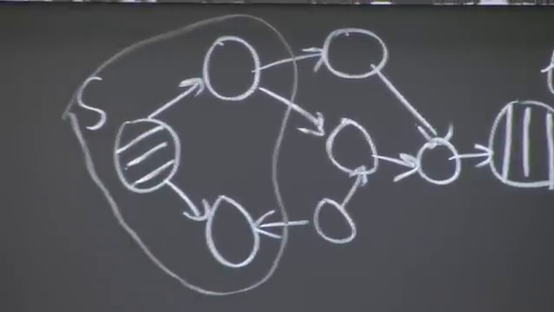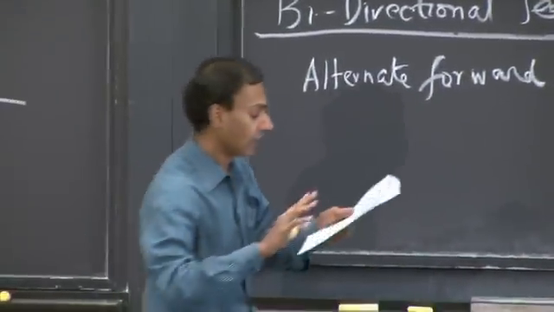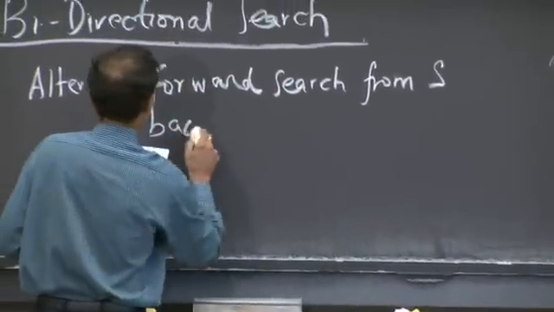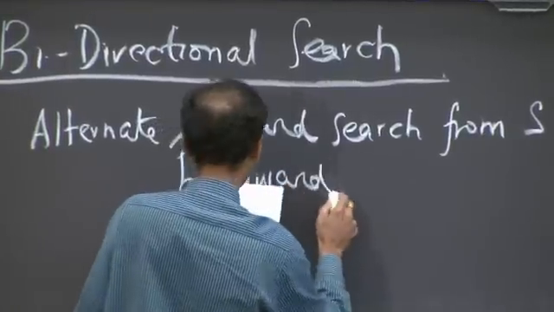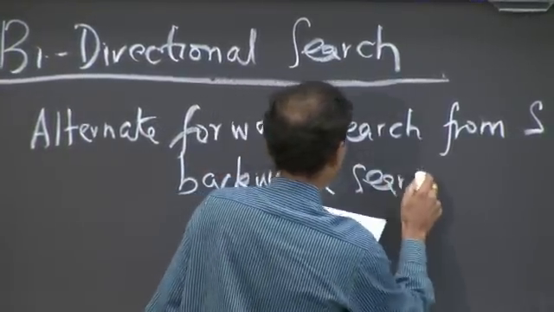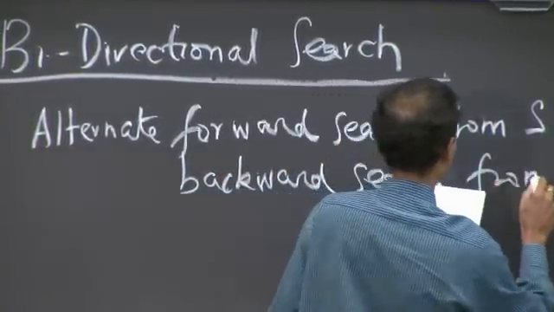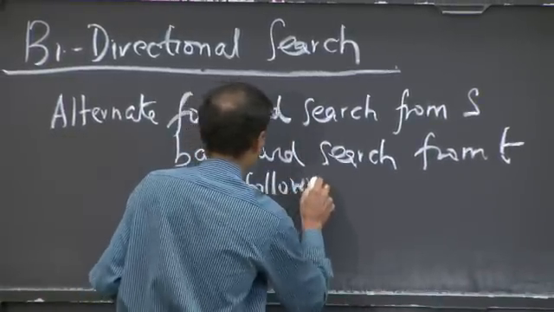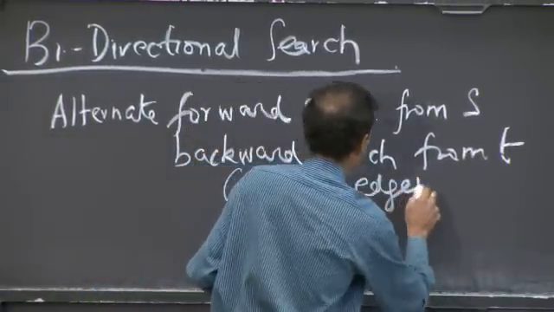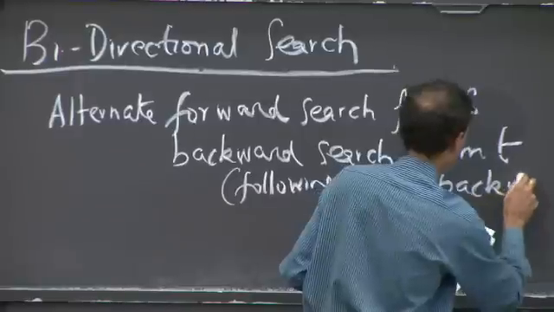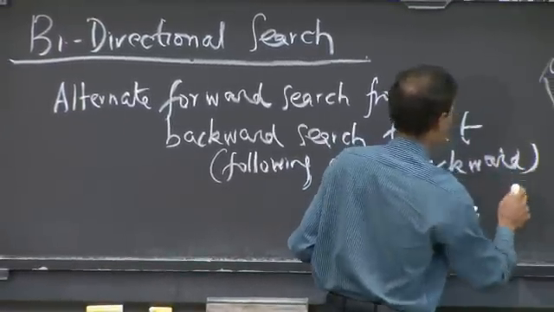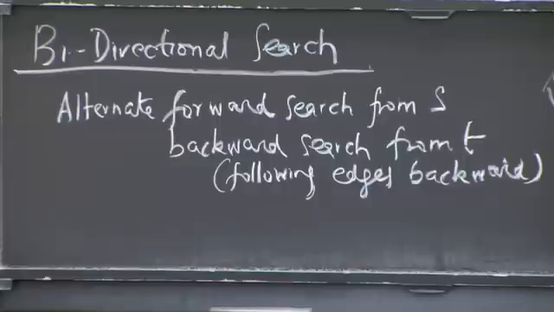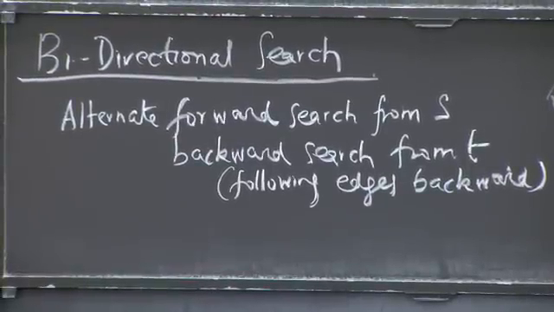And then you stop with the forward search, and you do a step of backward search. I'll have to explain exactly what this means. Backward search from T, and the important thing is that you're following edges backward. So that means your data structure has to have these edges that can be traversed in either the forward direction or the reverse direction. So that's something to keep in mind.